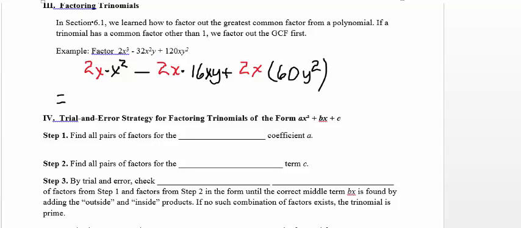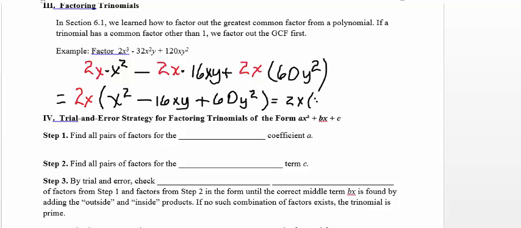So instead of writing this common factor 3 times, let's use the distributive property in reverse. So 2x gets multiplied by x squared minus 16xy plus 60y squared. And notice how that's the exact same polynomial we just factored.